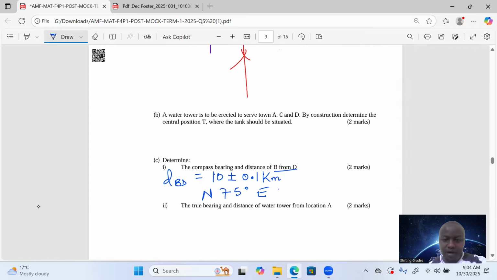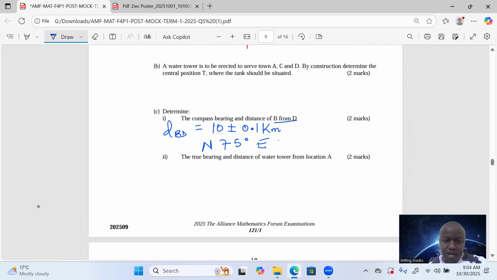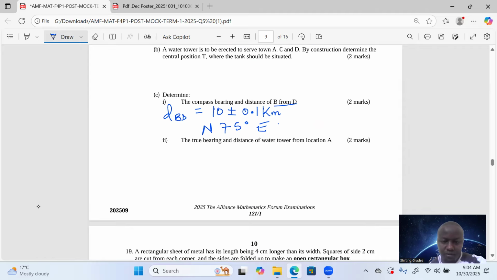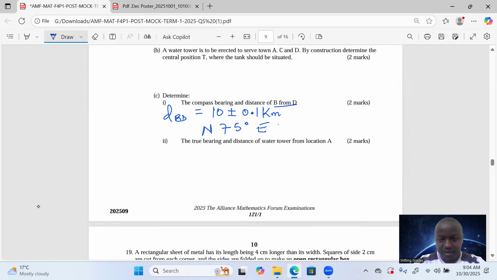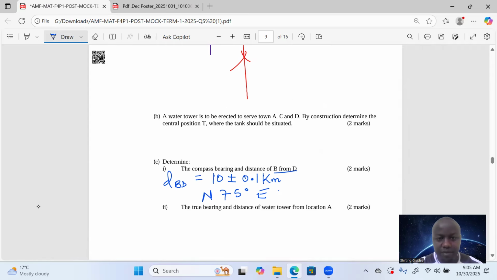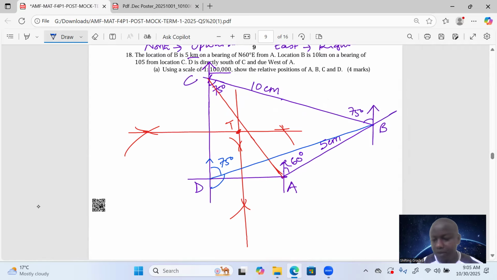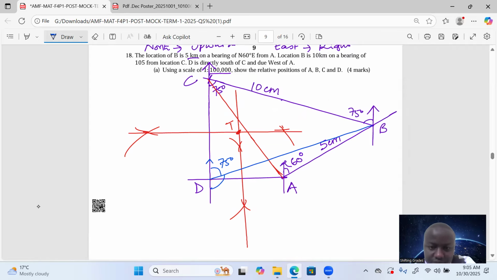Then look at the next one. We also determine the true bearing and distance of the water tower from location A. First we connect the water tower to point A. The water tower is directly connected to point A like that.